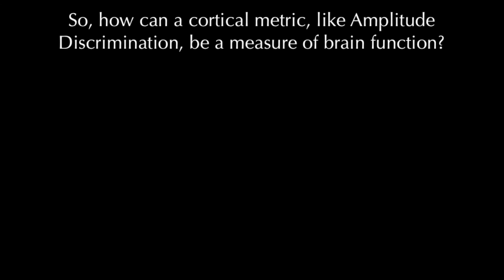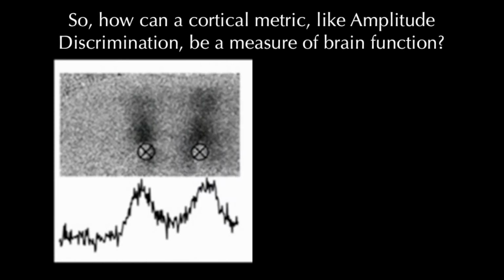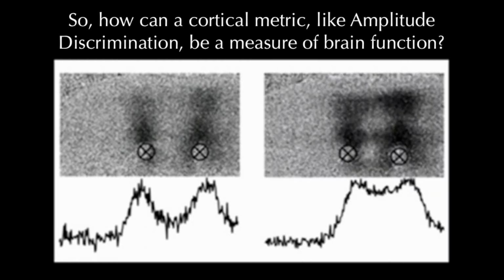So how can a cortical metric, like amplitude discrimination, be a measure of brain function? Here we have a picture of a brain slice that experimentally mimics two skin site stimulation. The X's mark the regions of the brain slice that are stimulated. The graph below is a histogram that shows how well you can tell the difference between the two different brain sites. If a certain chemical is put on the brain slice, the slice gets worse at telling the difference between the two stimuli. This experiment mimics a systemic decrease in GABA levels, which is common in many neurological deficits. Thus, we would predict that a number of people with certain neurological conditions would be worse at performing this particular task.